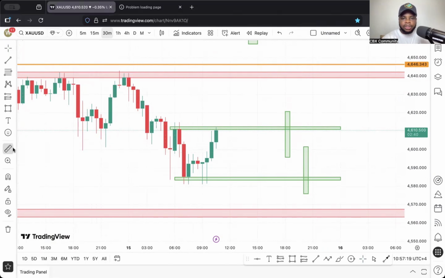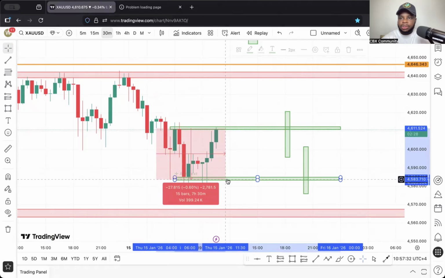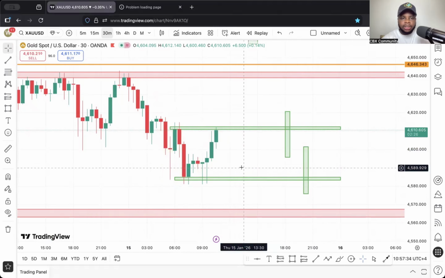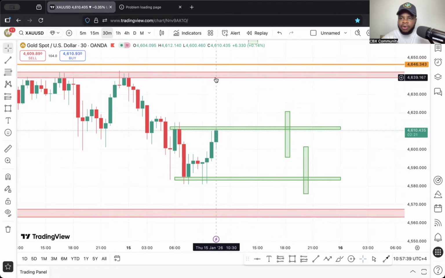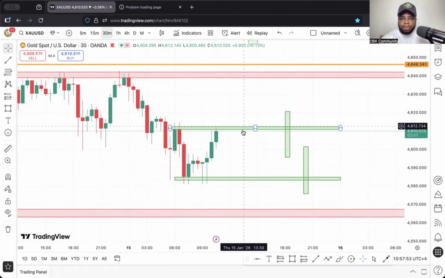Let's measure from this resistance zone over here down to the support zone. That means you are looking at 276 pips. That's a good range. So 276 pips is a good range. It's better than us anticipating our resistance over here and our support zone over here, where the range from the resistance to the support is 700 and something pips, and that's huge. So our main resistance is here and our main support is here.